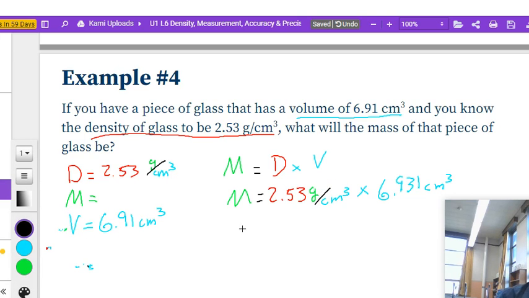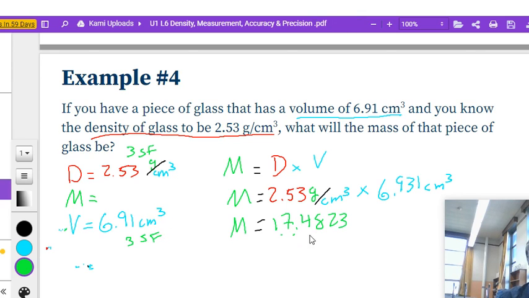So my mass this time is going to have a final answer of 17.4823. And then we have 3 sig figs up top and 3 sig figs for the volume. So our final answer has to have 3 sig figs. That 8 will round that 4 up. So mass will be equal to 17.5, and that's going to be grams.